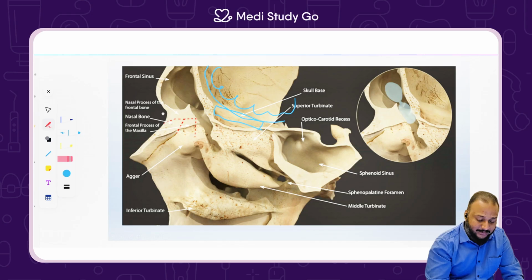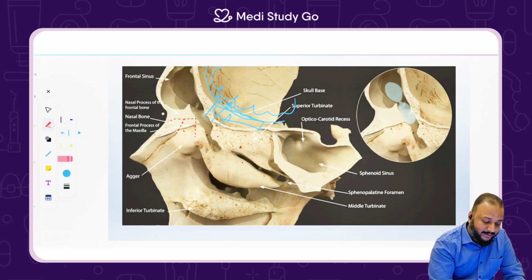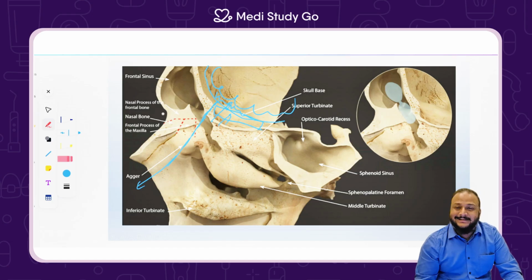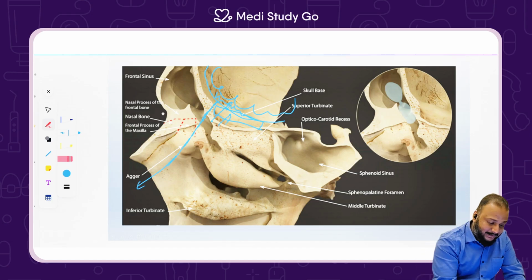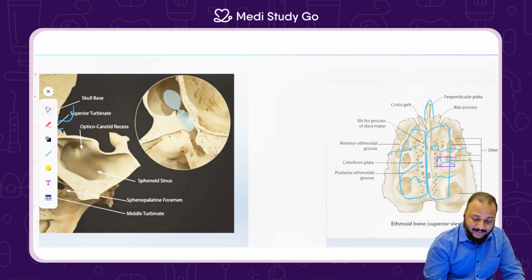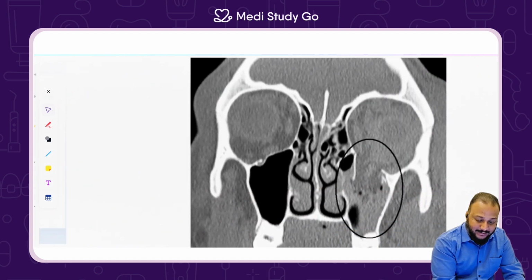Why? Please look at this over here. Now this is the CSF. When there is a fracture and there is a dural tear, the CSF will start leaking from the ethmoidal sinus and it will come out of your nose. This is exactly how it works. If that was not simple enough, let me complicate it a little for you.